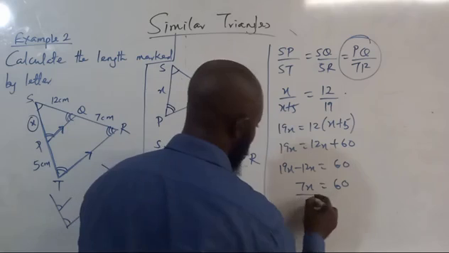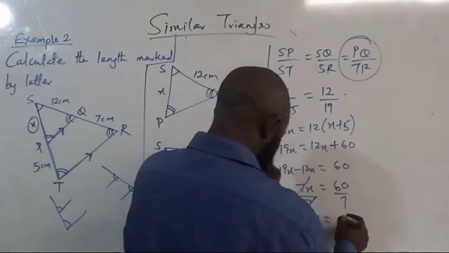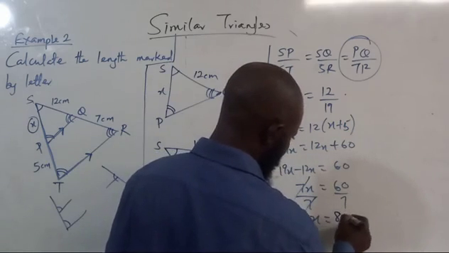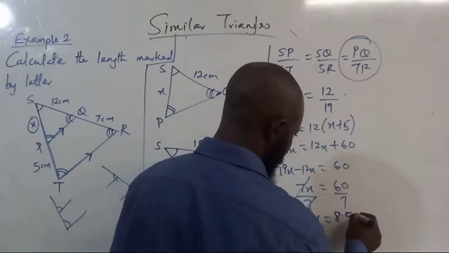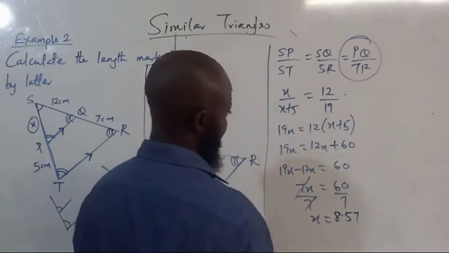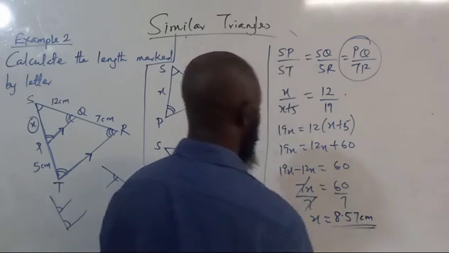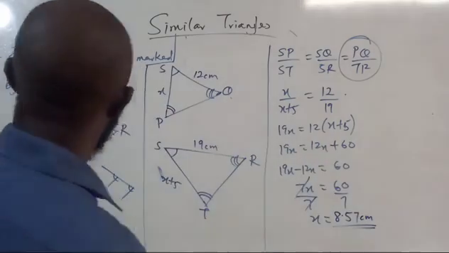So we divide both sides by 7. 7 cancels 7. Then x equals 8.57. So that's 8.57 centimeters. Use your calculator, you get that. So that is that on example 2.